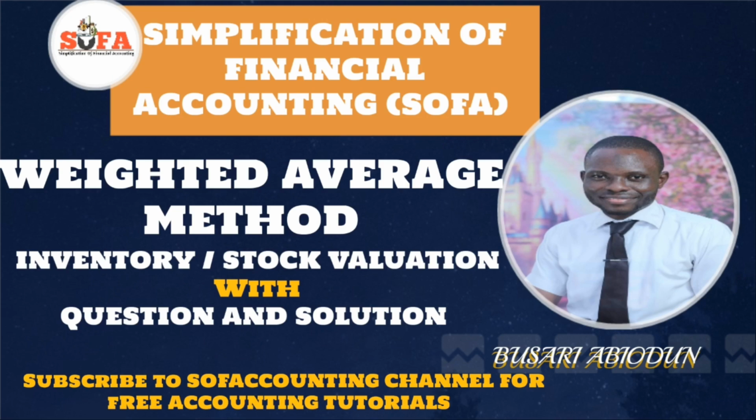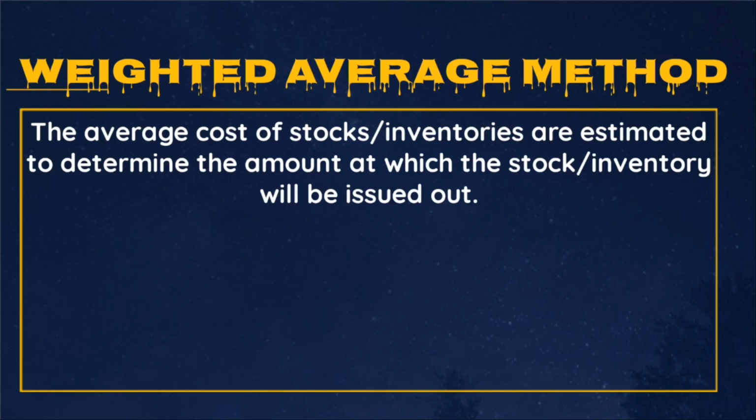In the second video, I discussed inventory valuation using the FIFO method, under which I gave a question and a solution to that question. The third video focused on inventory valuation using the last in first out method, which is the LIFO method, while this is the final video, in which we will take an illustration on the inventory account using the weighted average method. If you are talking about the weighted average method, the average cost of inventory or stocks is estimated to determine the amount at which the stock or inventory will be issued out.